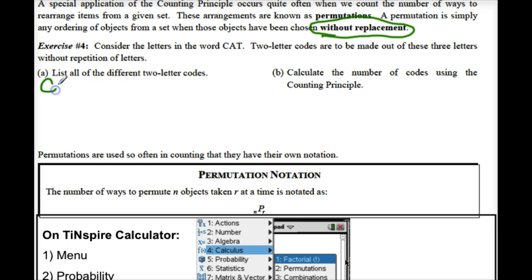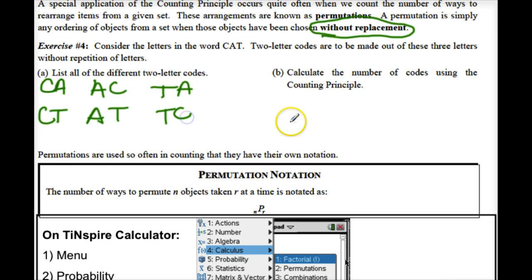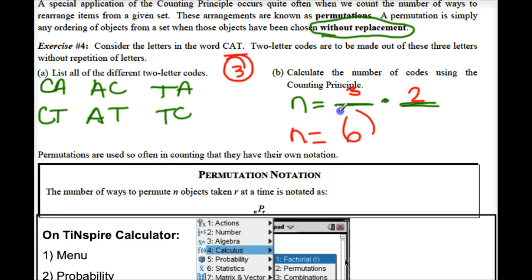So I can make CA, I can do CT, I can do AC or AT, then I can do TA and TC. Now it says calculate the number of codes. So remember what I said, the number of codes. Think of it as you're making one letter, then 2 letters. The first one, CAT has 3 letters, and then there's 2 more. CAT, 3 letters, but it says without replacement. So if I pick a letter here, I'm not going to use that letter again, so there are going to be 2 choices left. So the total possibility would be N is equal to 6.